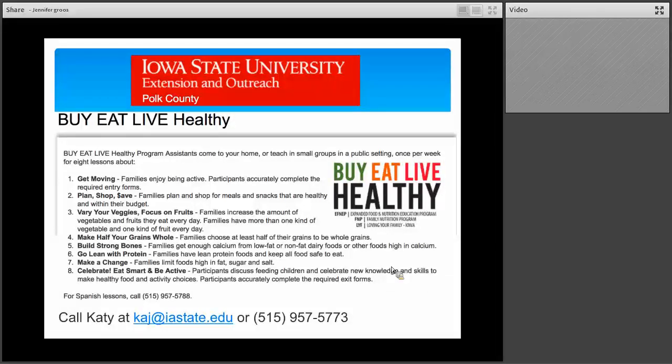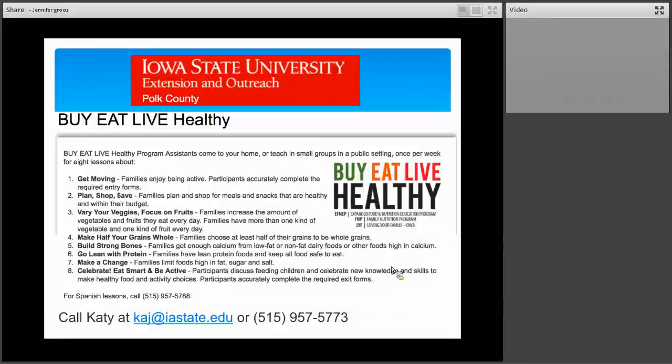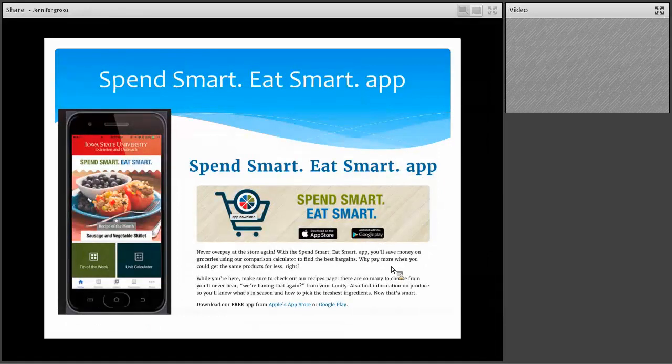So there's a program across the state called Buy, Eat, Live Healthy, and it has some other acronyms for it as well. Basically it's a program that can be taught in families' homes or in small groups in public settings, and it's once a week for about 8 lessons. Families commit to working towards attending all 8 lessons, but they focus on getting moving, planning, shopping and saving money, focusing on how to get kids and families to eat fruits and vegetables, as well as information about whole grains and healthy eating with protein and calcium-containing foods, as well as some exercise. They actually have a lesson on exercise as well.